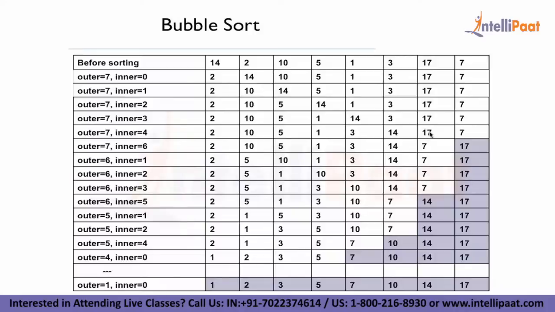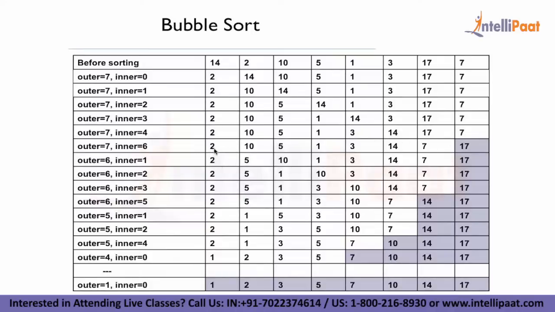Now our index comes to here, and then 17 compares with 7, 17 is greater, so we'll move 17 here. So at the end we have moved our largest element to the end of the array. So 17 will come here. Now we are left with this array as the unsorted portion.